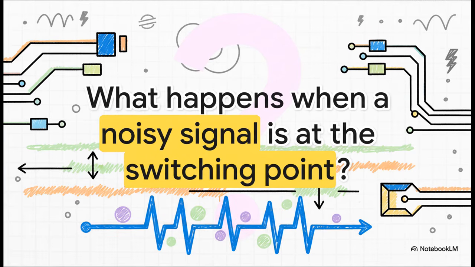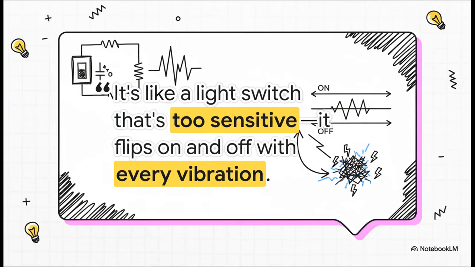So you can probably see where this is going, right? What happens when our wobbly, noisy signal is hovering right around the comparator's trigger voltage? Well, the signal is constantly crossing and recrossing that line, not because of any real change, but just because of all those random little wiggles. It's like this. Imagine a light switch that is so ridiculously sensitive that the slightest vibration in the room, someone walking by, a truck driving down the street, causes it to just flicker on and off uncontrollably. That is exactly what happens to a simple comparator.